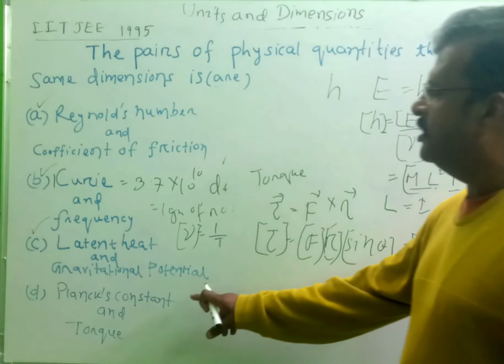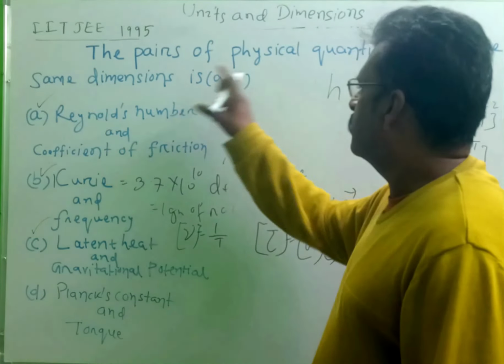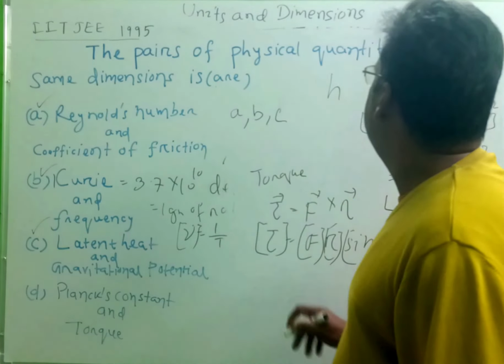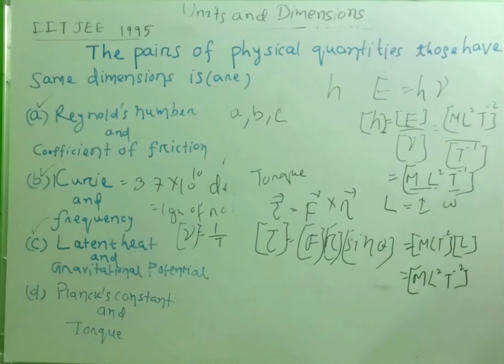So student, D is not correct, but according to the question, options A, B, C are having the pairs of physical quantities that have the same dimensions. So our answer will be A, B and C, students.